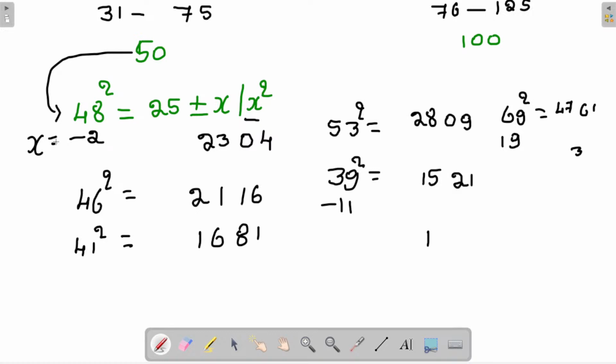Over. Clear this. Now the second one, 76 to 125, we will do. The second method is for 76 to 125. How to do squares? The previous method is only for 31 to 75. Now for 76 to 125, how to do? What is the base I told?